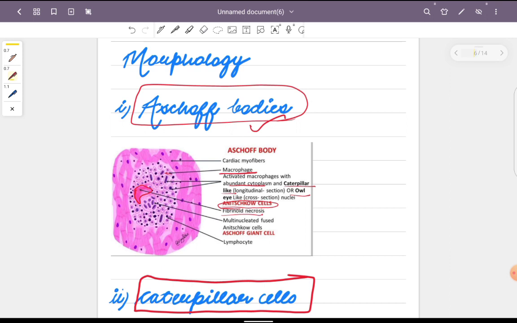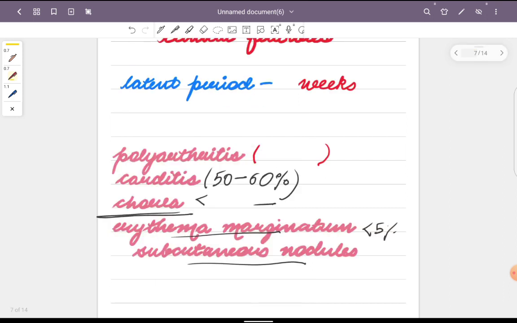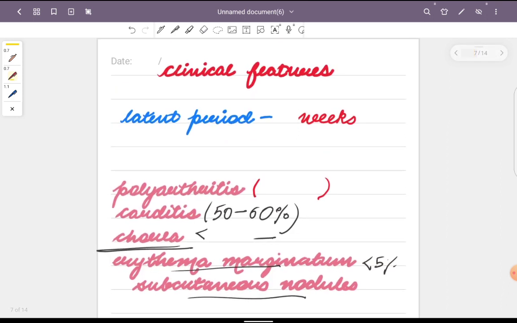This is a very important point. Also you can see the black dots, these are the lymphocytes surrounding them. Now caterpillar cells are known as Anitschkow cells or owl eye cells. So these are the activated macrophages with abundant cytoplasm. So Aschoff bodies are a very important pathognomonic feature.